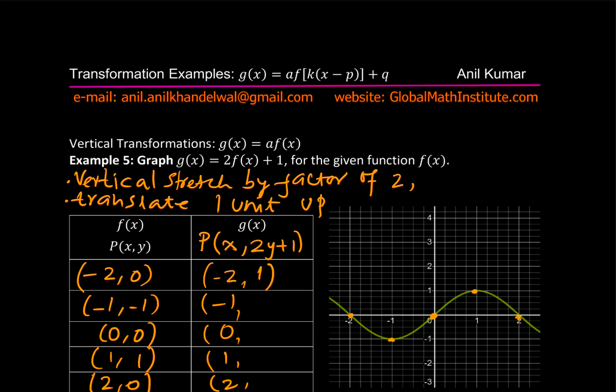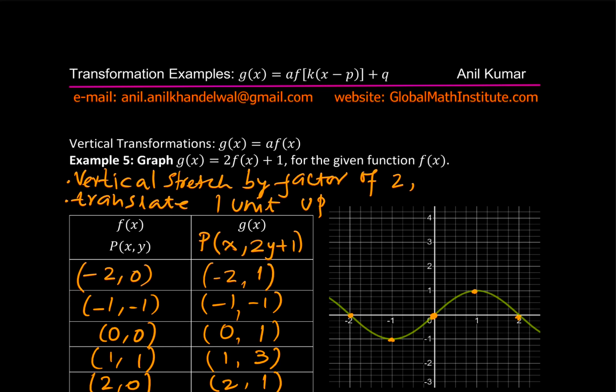So we get 1 here. Minus 2 plus 1 is minus 1. 0 will give us 0 plus 1. 1 times 2, 2 plus 1 is 3. And 0 plus 1 is 1. So we get our new points. We can plot these points and get the final graph.